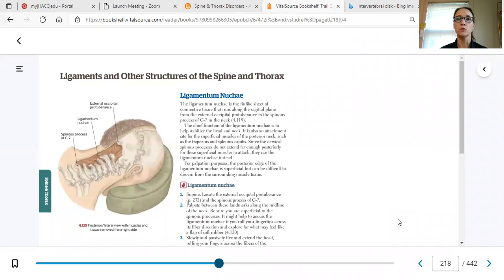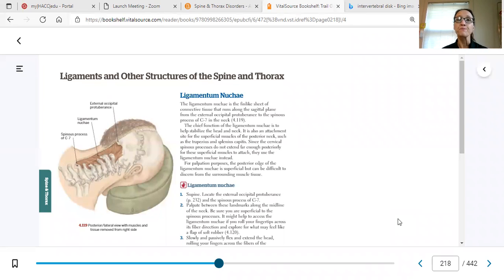Remember that the ligamentum nuchae is a fin-like ligament that attaches to the spinous processes of the cervical vertebrae. If you recall, the spinous processes on the cervical vertebrae are bifurcated. Remember, they're forked. So that is the attachment area for the ligamentum nuchae. And the ligamentum nuchae really stabilizes the head and neck.